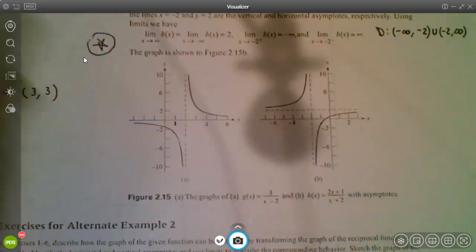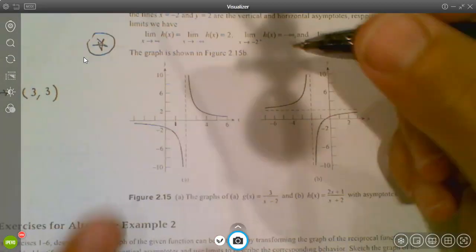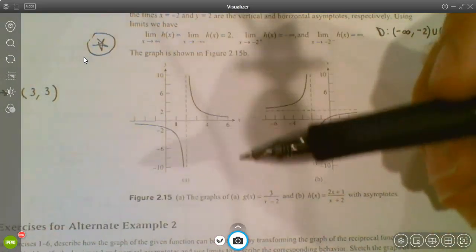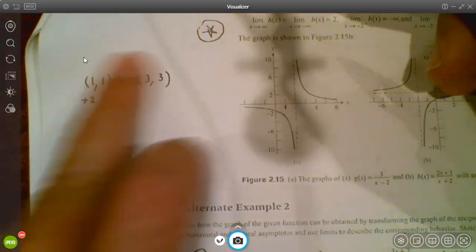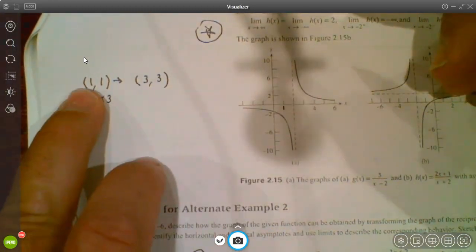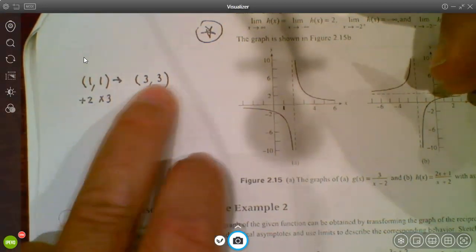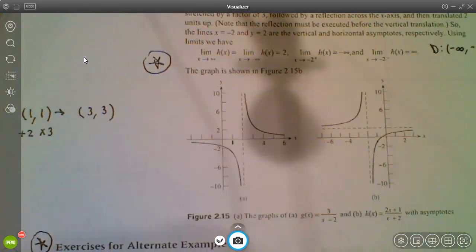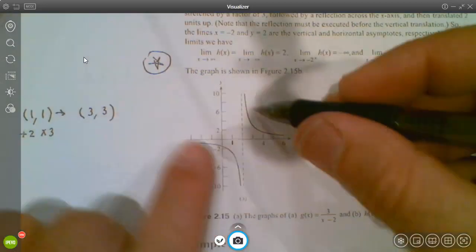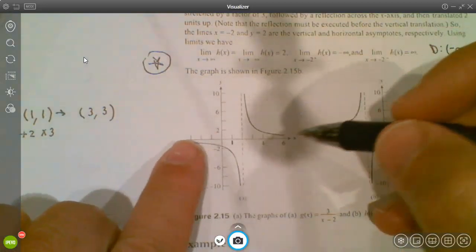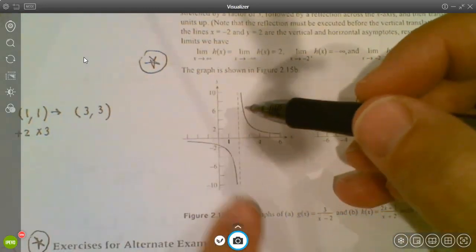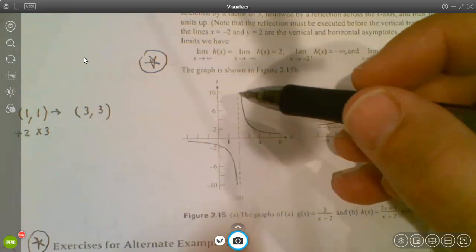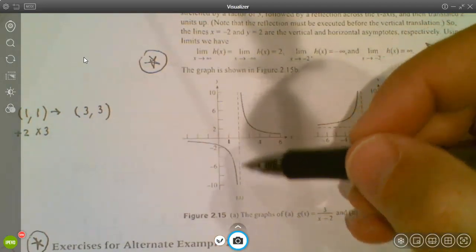So here was this first graph that we did, right? Everything got shifted to the right 2. We multiplied the y coordinates. So that's what I was doing right here. Here was 1 point on the graph. It went to the right 2, and I multiplied the y coordinate by 3. So here's what the new graph would look like. We already talked about the end behavior as x approaches infinity. But what about the end behavior in these locations where it approaches the vertical asymptote?